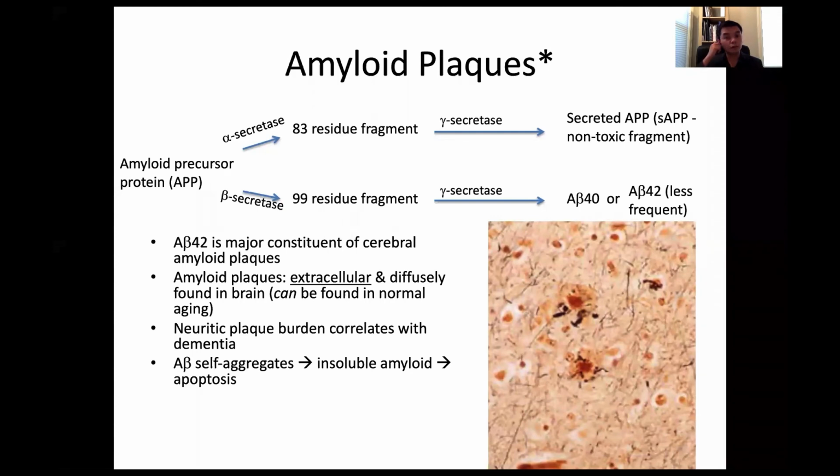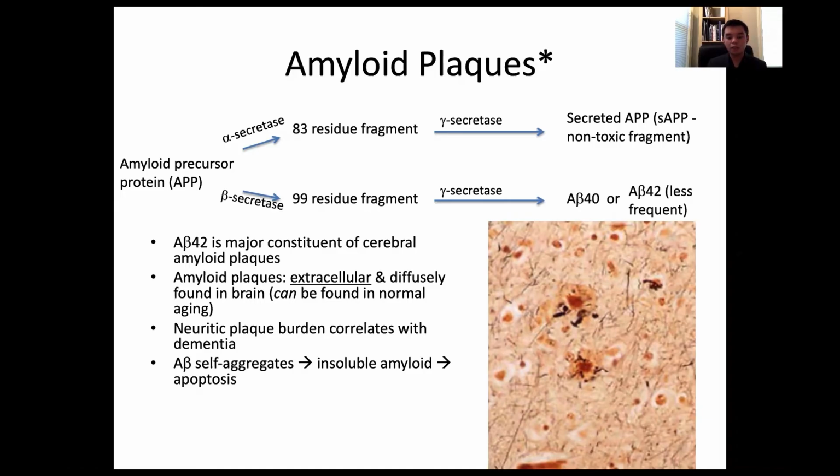Okay, let's dive into some of the basic science behind Alzheimer's. There are two main pathological findings that you're going to want to know about. One is plaques, and the other one is going to be tangles. So amyloid plaques and tangles. Let's first talk about amyloid plaques.